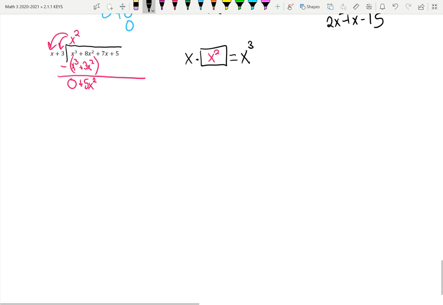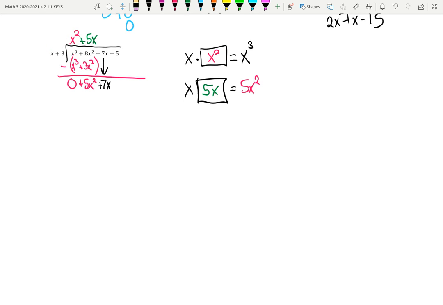I have to bring down my number now. Well, let's bring down the 7x. Now I have to ask myself, how am I going to make 5x squared? My leading term is x. So what's missing? Well, 5 is missing and an x. Notice it's a positive 5x. That's where I got the plus sign from. It's a positive 5x. Now, rinse and repeat.